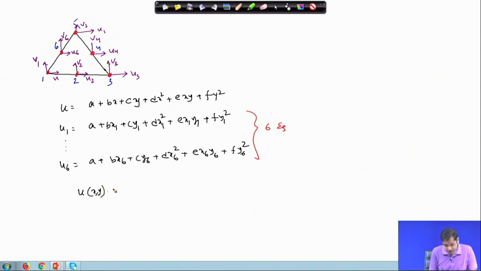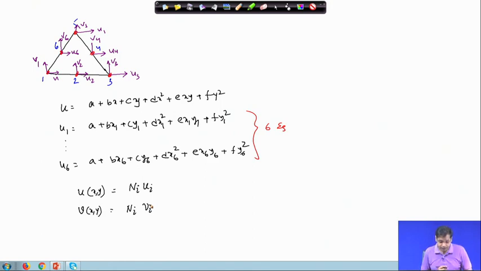We can obtain those 6 unknowns, and when we have these 6 unknowns, finally u, which is a function of x and y, can be represented as summation Ni ui. Ni is the shape function, it is a function of x and y. Similarly, v at any point x and y can be represented as summation Ni vi. ui and vi are the nodal values, and Ni is a function of x and y.